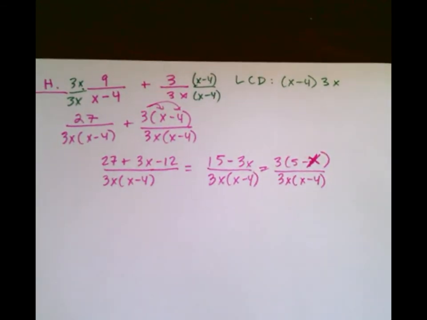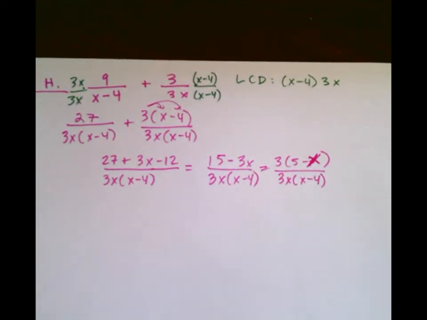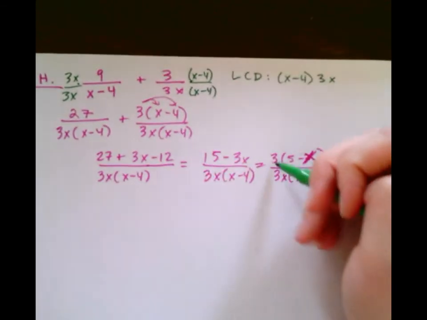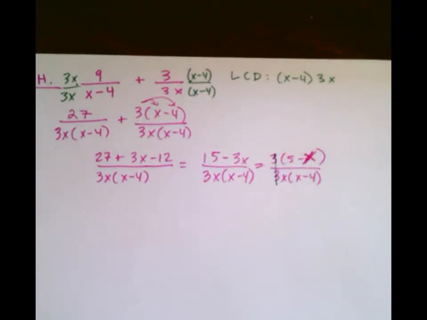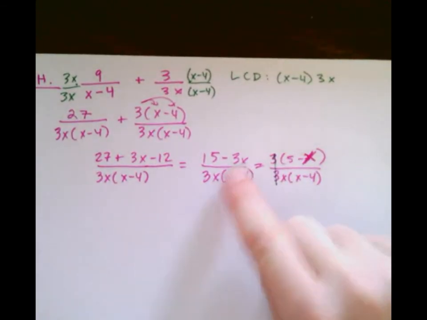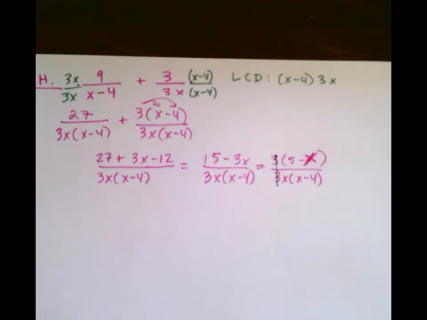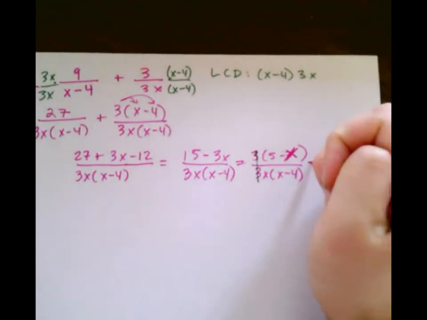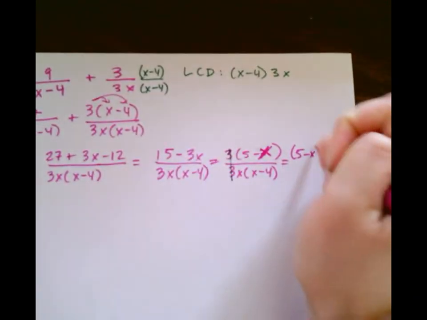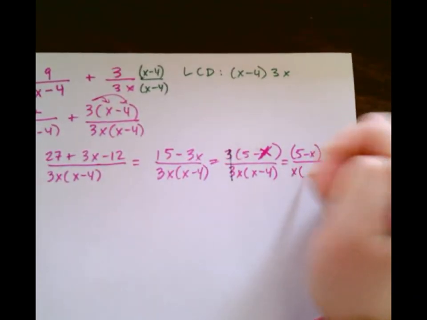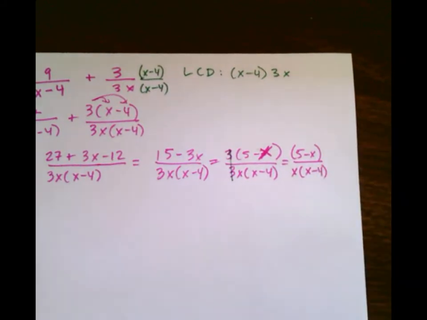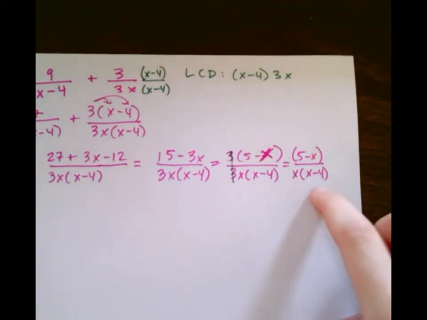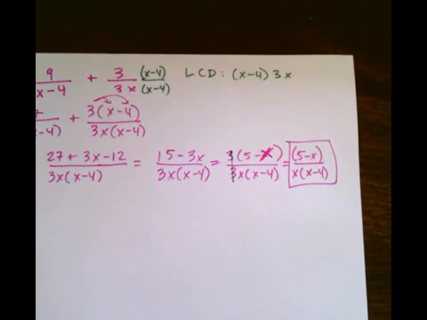So now there's one last thing I can do here. Since I was able to take a GCF of 3 out, I would cancel it with that 3 on the bottom. I couldn't just cancel this 3x with this 3x. I have to first take out the GCF. So then I get 5 minus x over x times x minus 4, and I think that's about it. These are never going to be the same. So that would be the answer I would end up with.